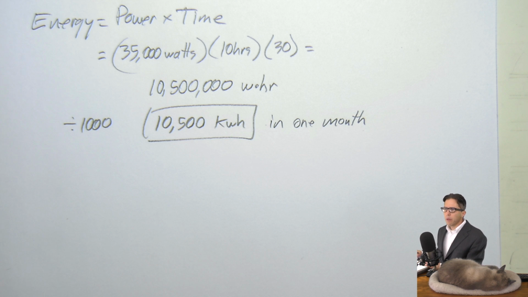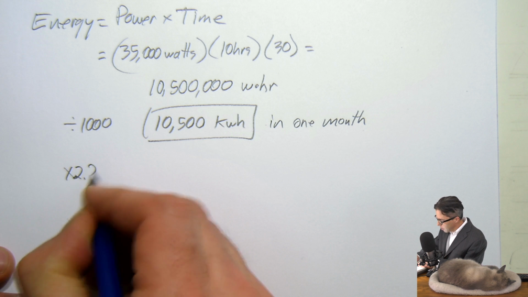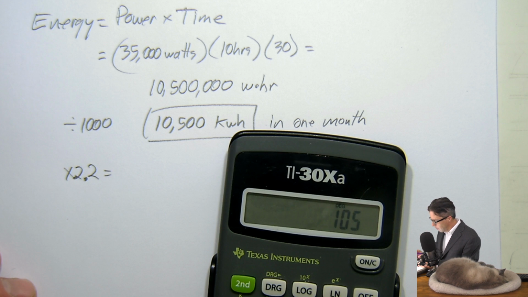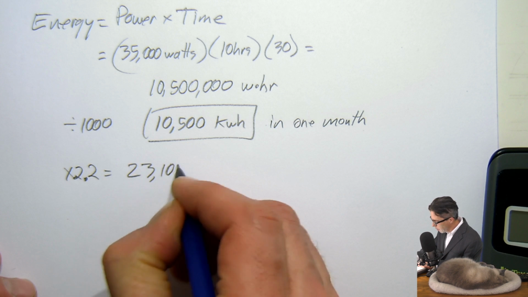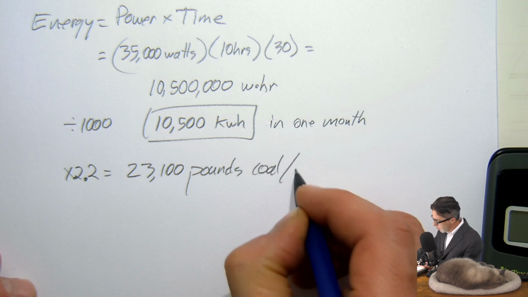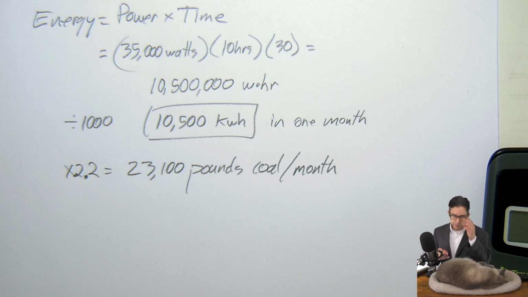So with that, I can then figure out, okay, well, how much coal would I need? Multiply that by 2.2. So I take 10,500 times 2.2, and I get 23,100 pounds of coal in a month that I saved from this solar array. So that's the same math as before.